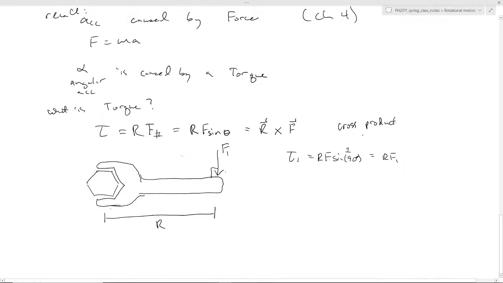But you can imagine, if you pushed on this at an angle, suppose that you pushed on it like this. Now, although R is the same, we're pushing at the same length, F is now at an angle, so even if the forces were the same size, this is going to be less.